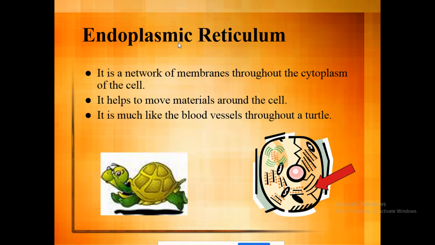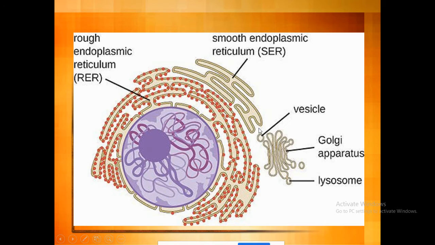Coming to the endoplasmic reticulum, it is a network of membranes throughout the cytoplasm of the cell that helps to move materials around the cell. You can compare it to the blood vessels throughout a turtle. It will be more clear when we see the diagram, this one, right? This is a nucleus, and this network is known as endoplasmic reticulum, ER.